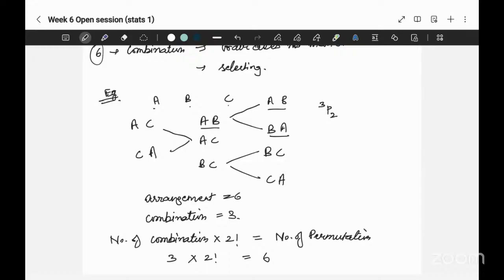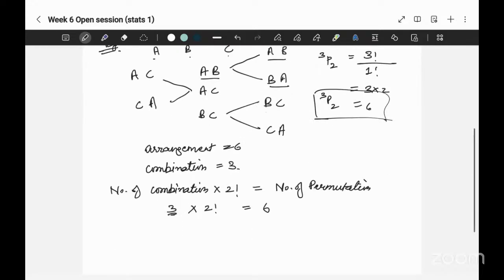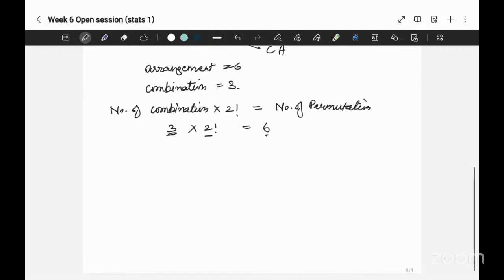So it will be 3P2, which is 3 factorial divided by (3 minus 2) factorial. This is 3 minus 2, which is 1, so 1 factorial. Basically we have 3 into 2, which equals 6. So 3P2 is 6. Same thing: we have 3 combinations into 2 factorial, which is 6. Fine. So now this is for the one case.